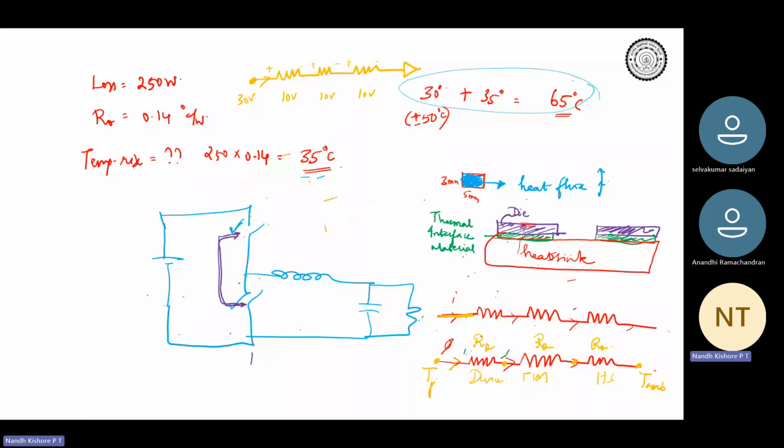The entire power loss is happening in the junction, so there will be a junction temperature increase in the junction. Then that heat flux is flowing through the die. That is the first stage. Then the same heat flux flows through the TIM material. That is the second stage, and then there will be some heat flux through the heat sink, right? Then it finally gets connected to the ambient.